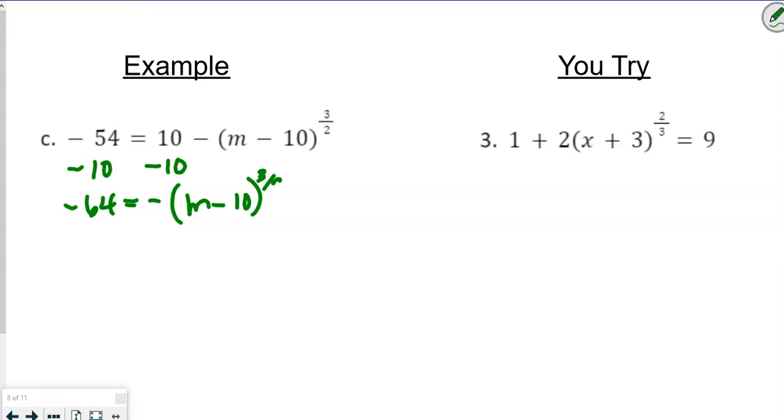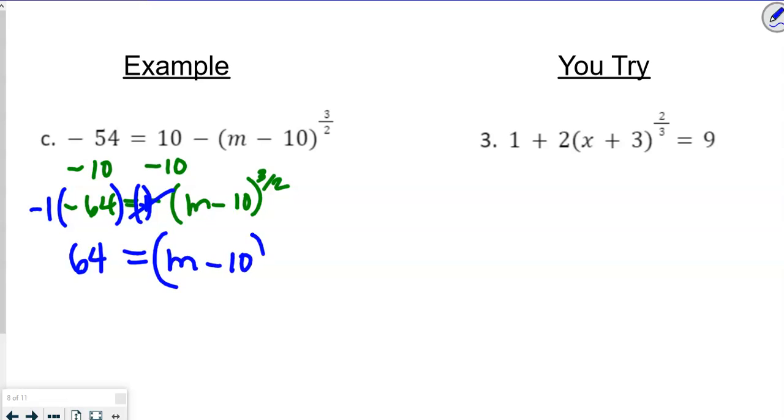Now, here the reciprocal thing is really important, guys, because this is when you're really going to use it. But before we even do that, we got to get rid of that negative out front. So we're going to multiply this by a -1 and this by a -1, because that -1 is going to take care of that negative, right? So this is going to end up being 64 equals m minus 10, to the 3/2.